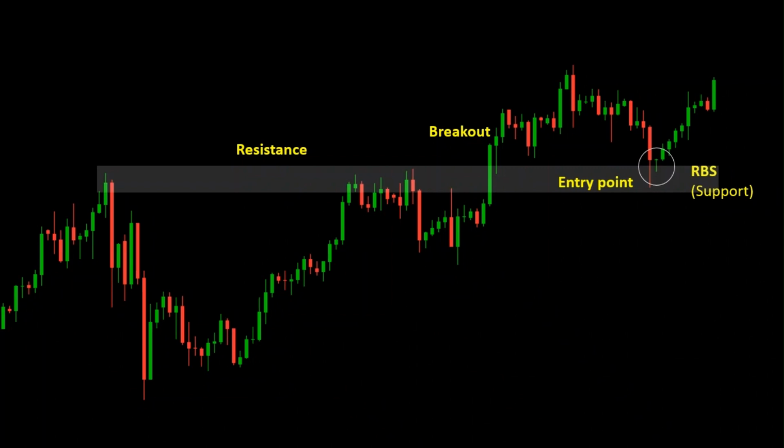The more times a level is respected, the stronger it becomes, but once broken, it can lead to explosive moves in the opposite direction. So always combine these levels with context from the overall trend.